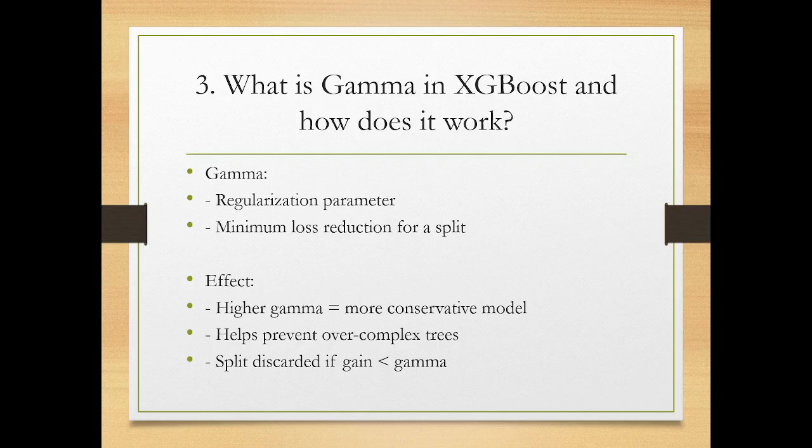That is, I should not continue with the split if whatever information gain we have is less than the gamma. So this is one parameter which helps me with tree pruning, and it is also known as minimum split loss. It indicates the minimum loss reduction for a particular split. If the split does not reduce the loss, then that split is not going to be made.